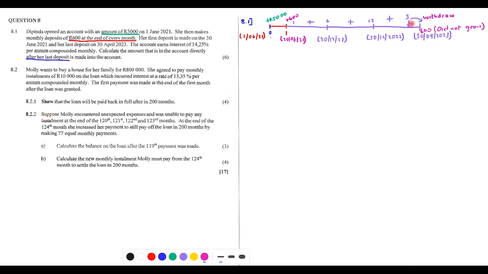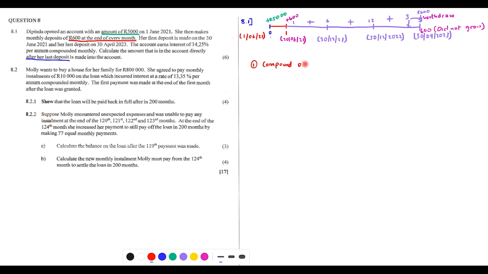And even though you made your last deposit here, the last deposit which was 600, they will look at it as if it didn't grow, so they'll just add it after the period of the future value, right? So in order for you to understand how much is going to be in the account, first we need to look at the compound of the 5,000.